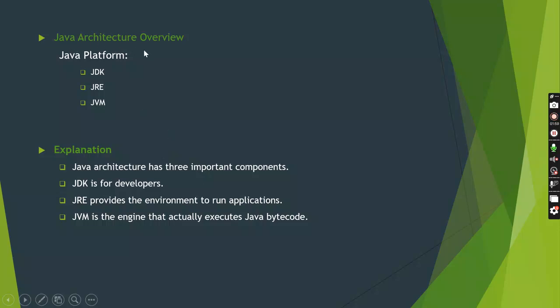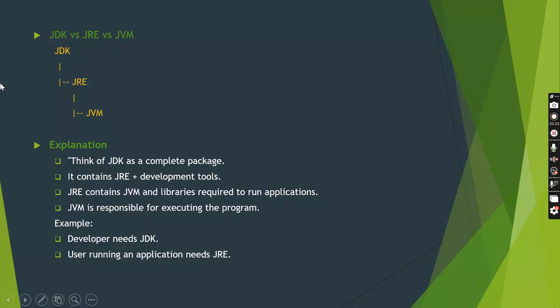Let's see the Java architecture overview. Java platform, JDK, JRE, and JVM. Java architecture has three important components. JDK is for developers. JRE provides the environment to run applications. JVM is the engine that actually executes Java bytecode.